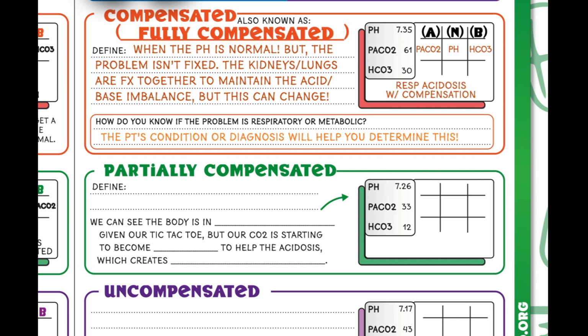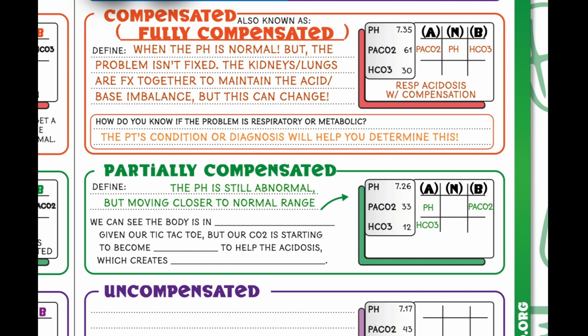So next is going to be our partially compensated. So this is going to be when our pH is still abnormal, but we're moving closer to our normal range. So if we look at this tic-tac-toe board, our acid, our neutral, our base columns, our pH is a 7.26, meaning our pH now has shifted below its normal range and into that acidotic range of a 7.26. Our carbon dioxide is basic. It's a 33, so we have a low CO2. And our bicarb is a 12, so it's now in that acidic column.